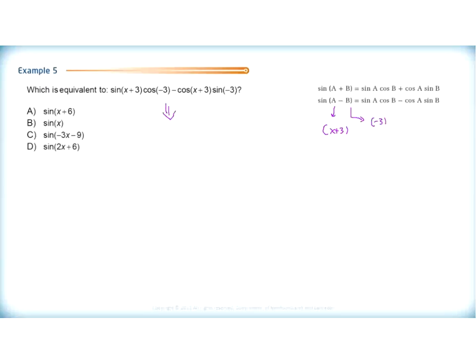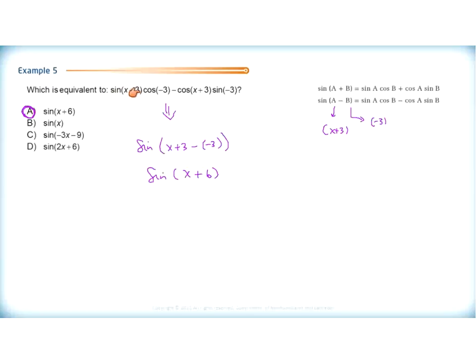So I can actually rewrite this as the sine of x plus 3, subtract, very important to subtract, a negative 3. Be careful with that. So it gives me the sine of x plus 6. Correct answer is A. Sine of x plus 6.